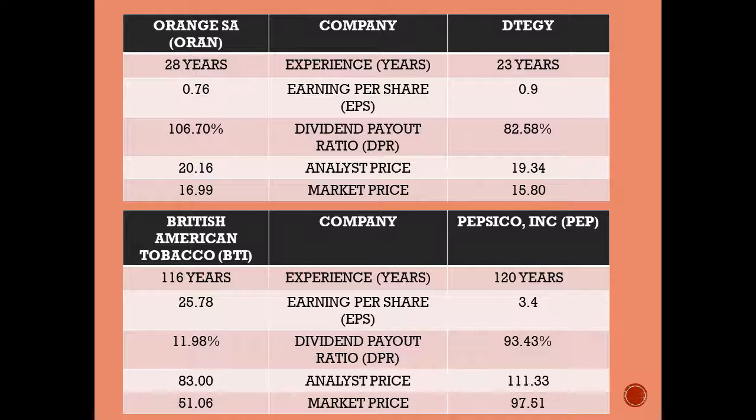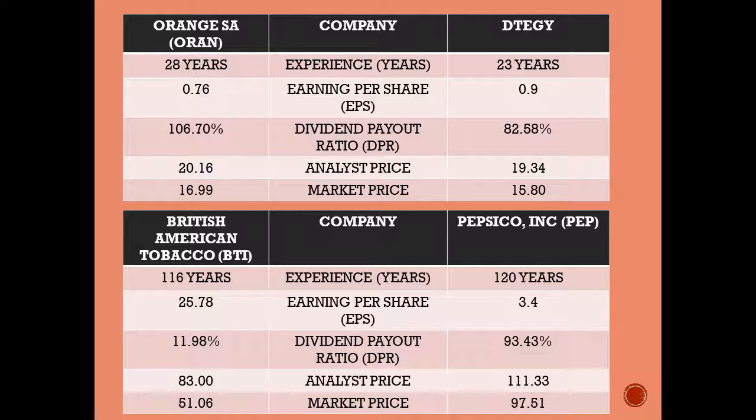Next, in terms of dividend payout ratio, Orange SA has a higher percentage compared to DTEGY at 106.070%. In terms of analyst price and market price, Orange has the higher price compared to DTAG, which is 0.16 and 16.99 respectively.